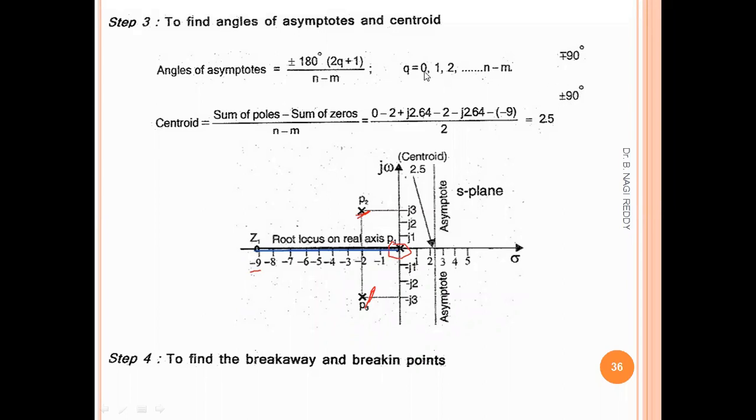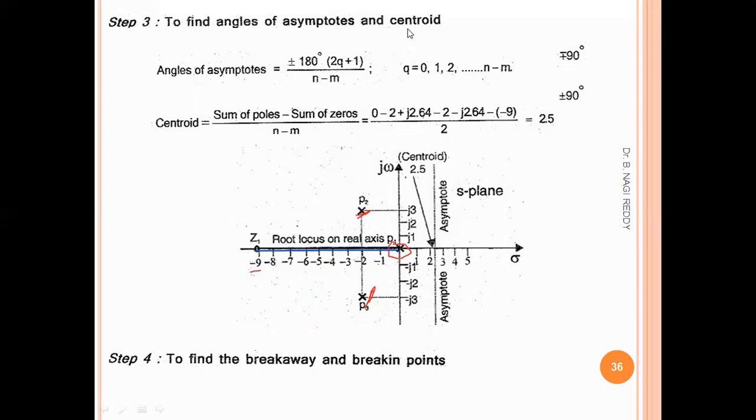So in each and every case, when q is 0, 1 and 2, we have got only two angles, that is plus 90 and minus 90. The remaining are all the same. In each case, we have got plus 90 or minus 90. Only two angles we have got. That's it.